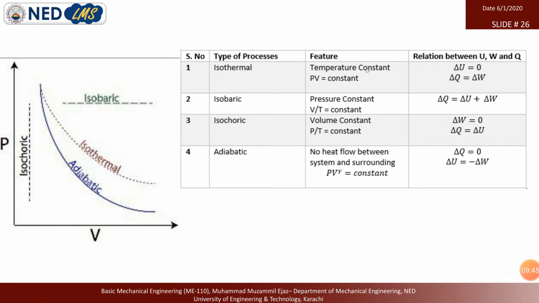So these are some features or relations that explain these processes. In isothermal process, temperature is constant and defined by the equation PV is equal to C, and we can derive this from Boyle's law, volume inversely proportional to pressure. When we remove this proportional sign, V is equal to C upon P, and then P comes over here, so the equation becomes PV is equal to constant.